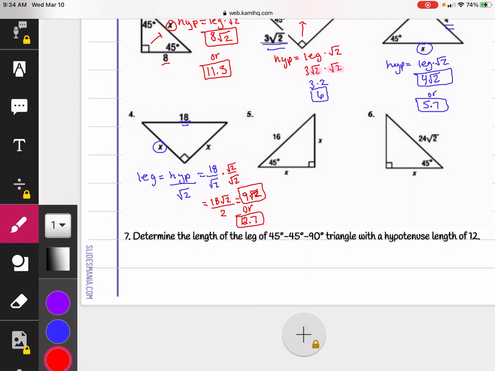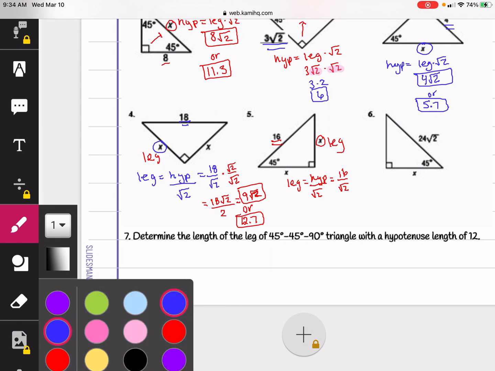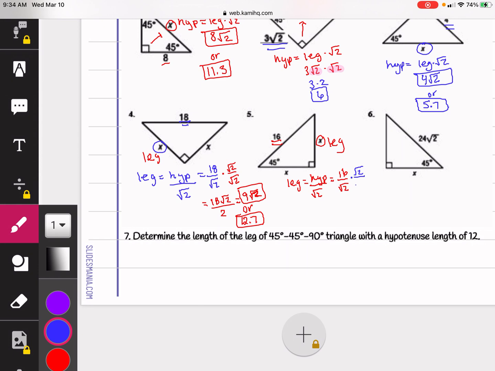On question 5, they're giving us the hypotenuse and they want a leg. So we're going to use the formula for leg, which is hypotenuse divided by root 2. So 16 divided by root 2. And we're going to do it like the last problem. So we don't want a root 2 in the denominator. So we multiply both the numerator and denominator by root 2.